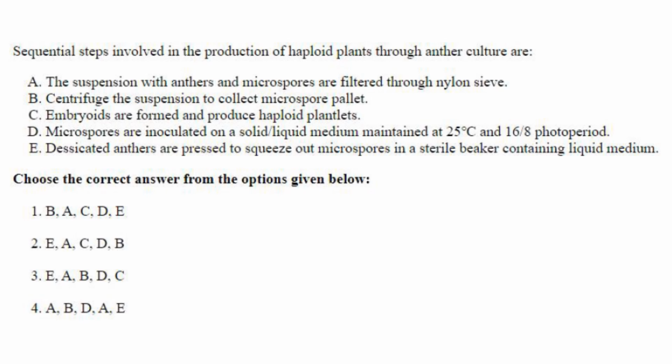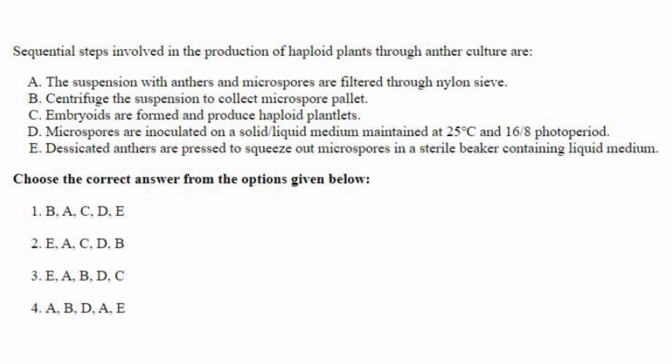Then next one. Sequential steps involved in the production of haploid plant through anther culture. Okay, so first you have to desiccate the anther, squeeze out the microspores. So E will be the first one. Desiccated anthers are pressed to squeeze out microspores in a sterile beaker containing liquid medium. That will be the first one.